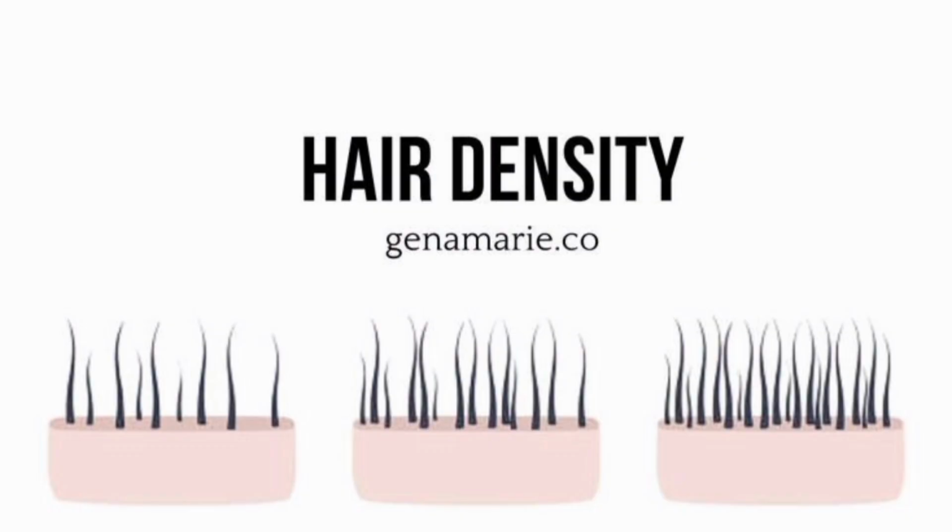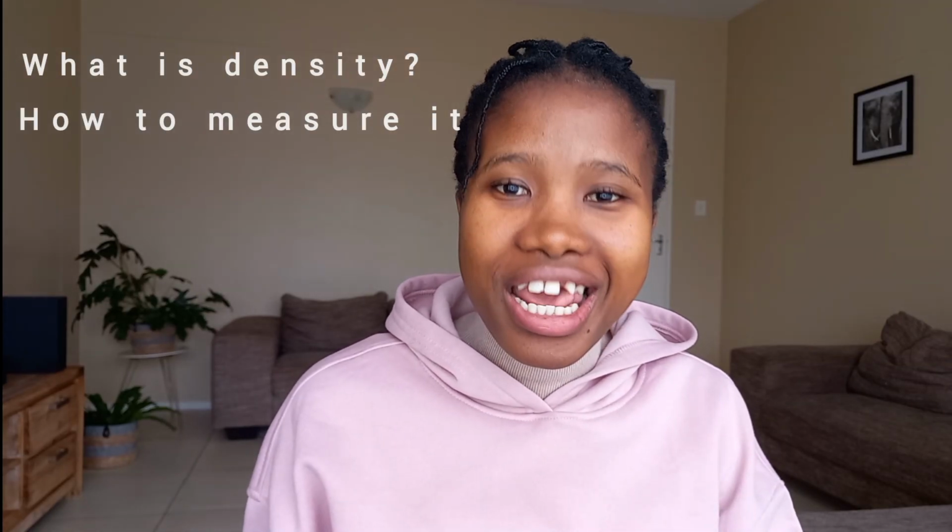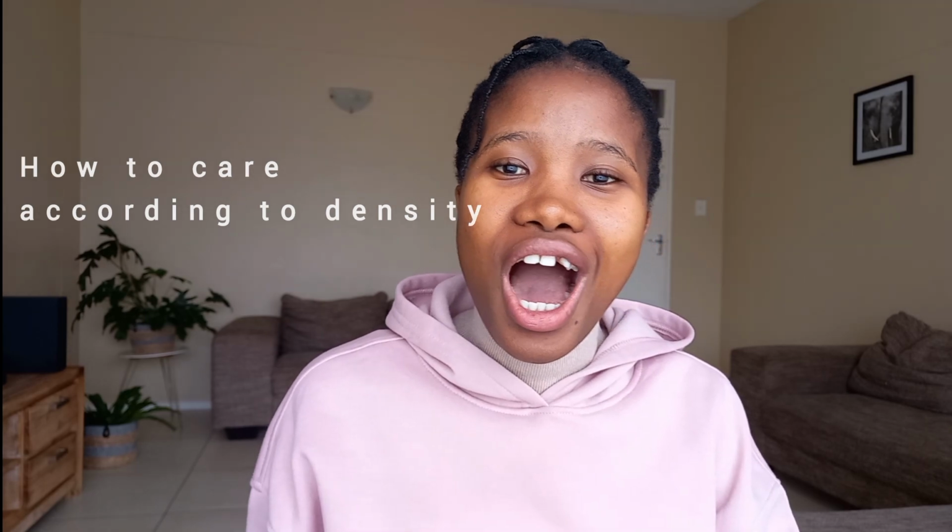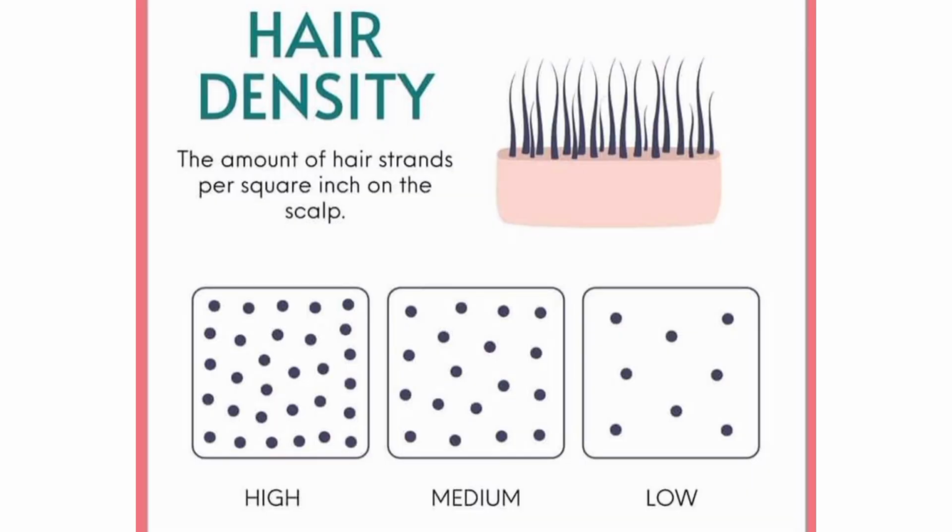Do you have thin hair, or is your hair density making your hair appear thin? In this video, we look at hair density, what it is, how to measure it, and how to care for your hair according to your hair density. So, what is hair density? Individual hairs per square inch on your scalp. If I have to put it in simple English, it basically means how much hair you have on your head. Yes, that is what density is.